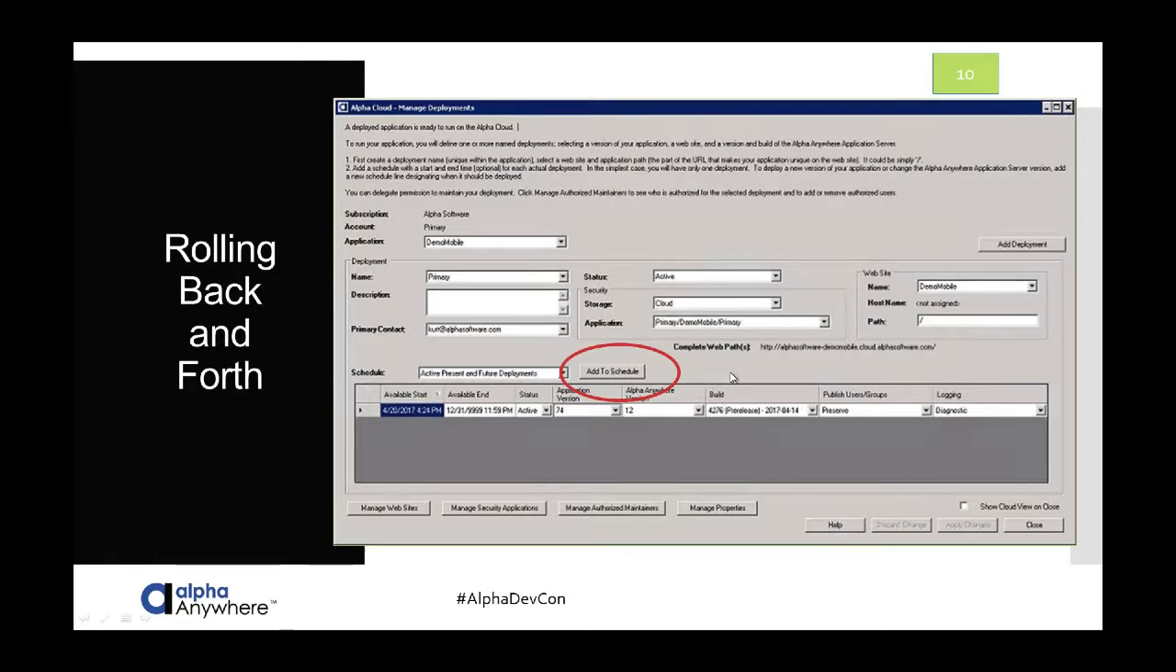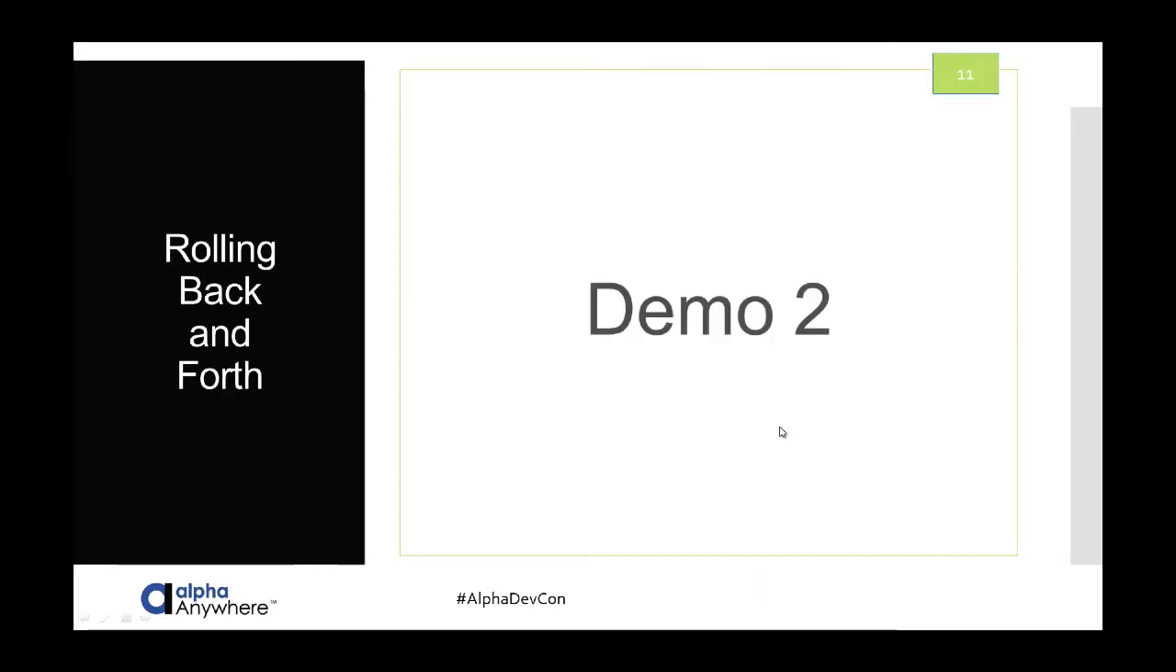The way you do that is you go to the Manage Deployments dialog and click on Add to Schedule. From there, you'll select the version of your application, the build of Alpha Anywhere, and set your logging and your behavior for publishing users and groups. Okay, let's stop and take a look at what's required, how you go about rolling back to a prior version of an application.